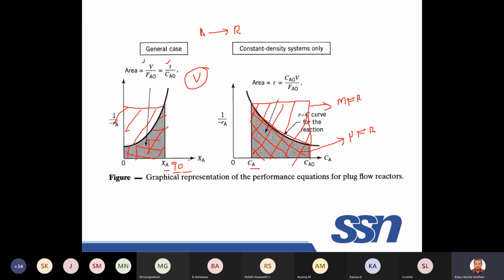Now my question comes. From the graph I can tell that the volume required for MFR is much greater than the volume required for PFR. This is from a graphical point of view. But why is there a change in the volume required? Can anyone answer that question? It's a beautiful question.